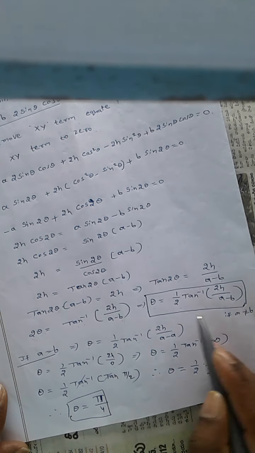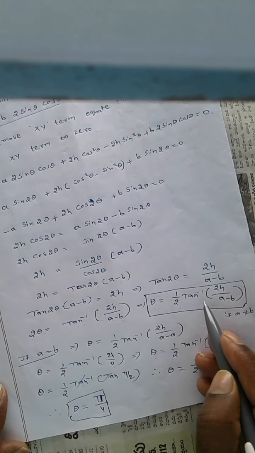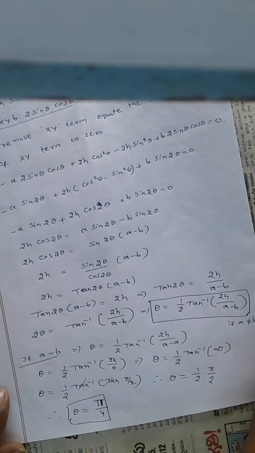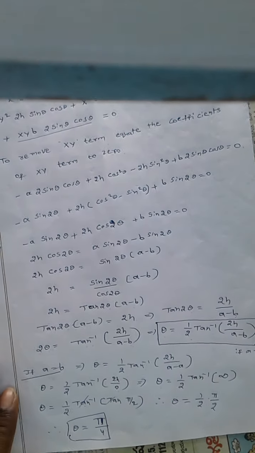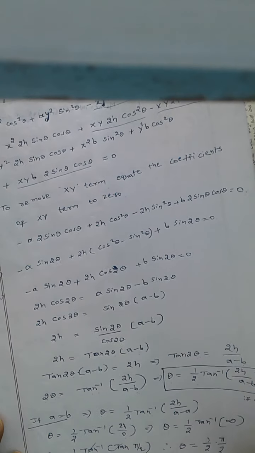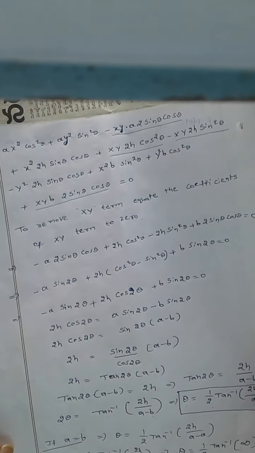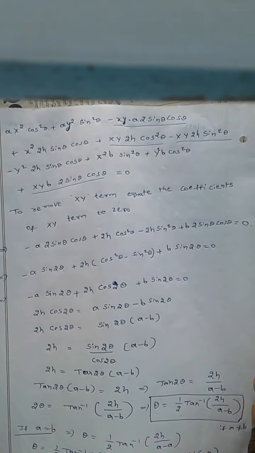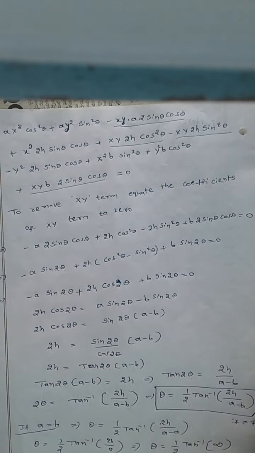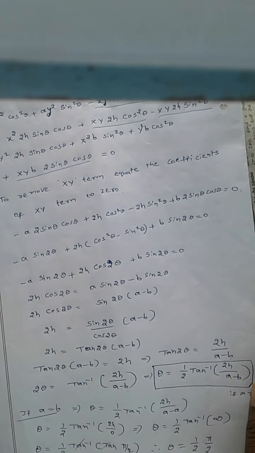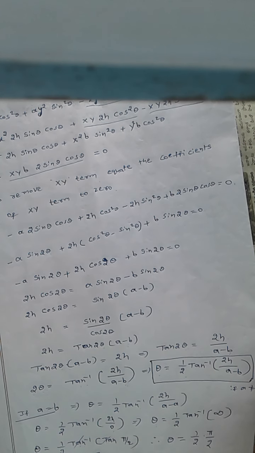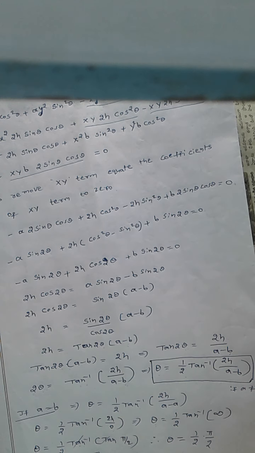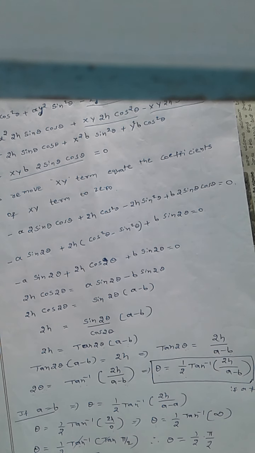If a is not equal to b, theta is equal to 1 by 2 into tan inverse of 2h by a minus b. This is a very important question. According to transformation of axes, I think this is the last important concept, very important in the transformation of axes, the second chapter in our 1B. Okay, understood all of you? So if a is not equal to b, theta is equal to 1 by 2 into tan inverse of 2h by a minus b. If a is equal to b, theta is equal to pi by 4.